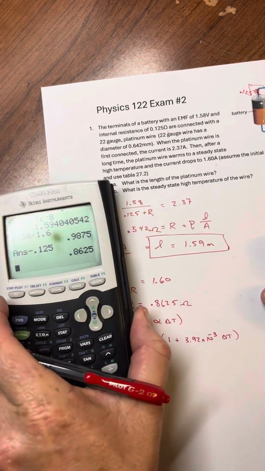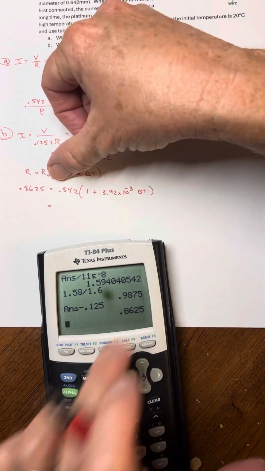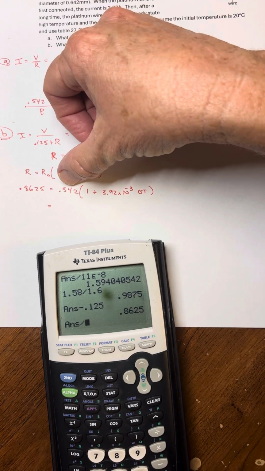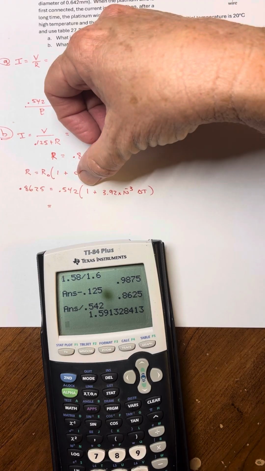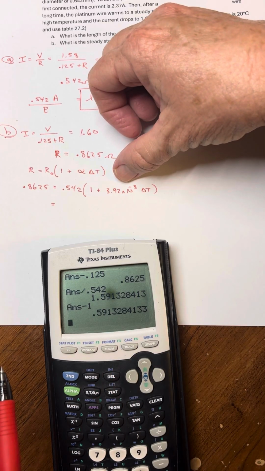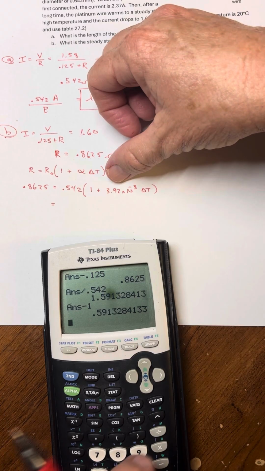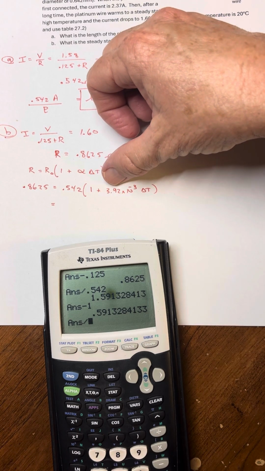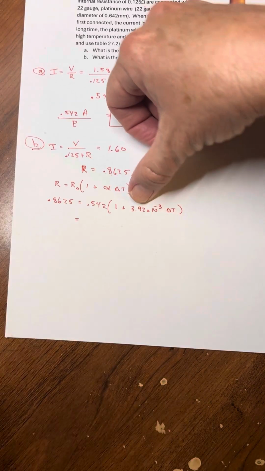All right, so grabbing my calculator here, I've got the warm resistance. Let me divide that by the initial resistance. Let me then subtract a 1, and then this is how much it went up, or percentage it went up. So it went about 59%. Now, if I divide that by 3.92 times 10 to the negative 3, I'm going to get my delta T.